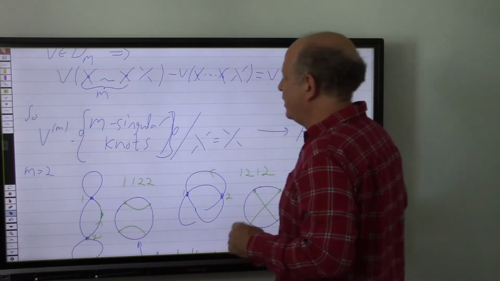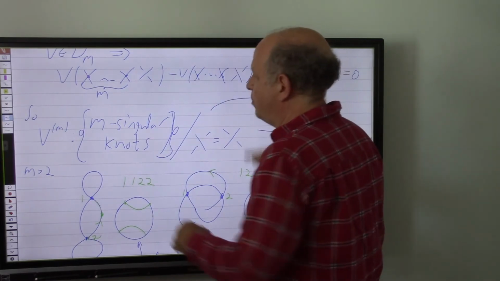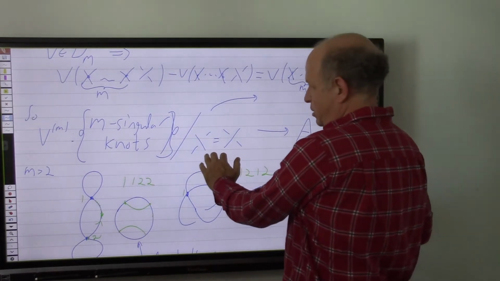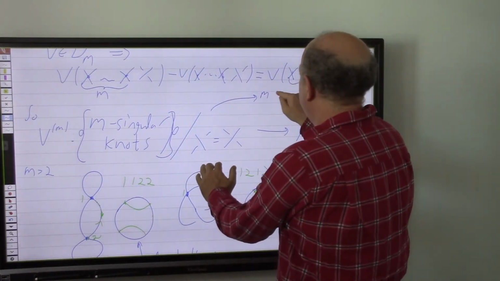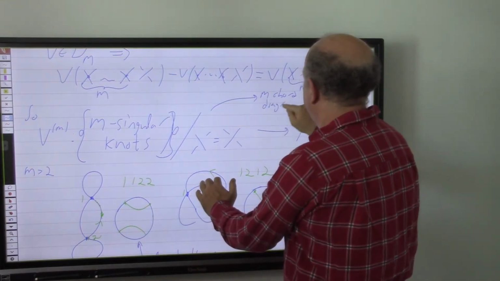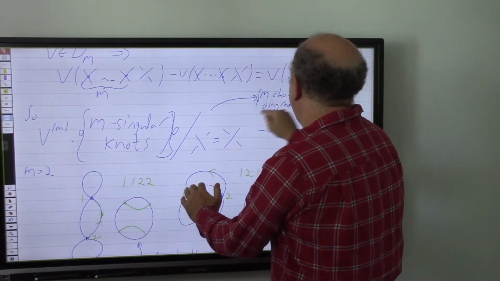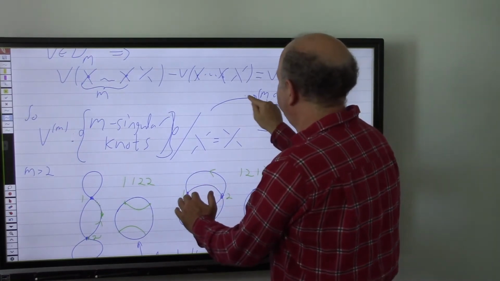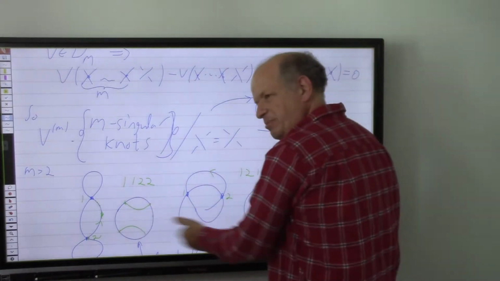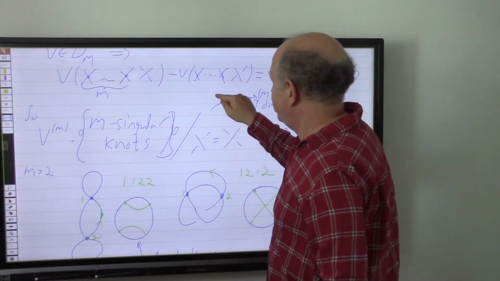What I've done is I've constructed a map from M singular knots modulo this relation into M chord diagrams, and I have shown you that this map is surjective. Every M chord diagram is the chord diagram of some M singular knot. You still have to show that it is injective.